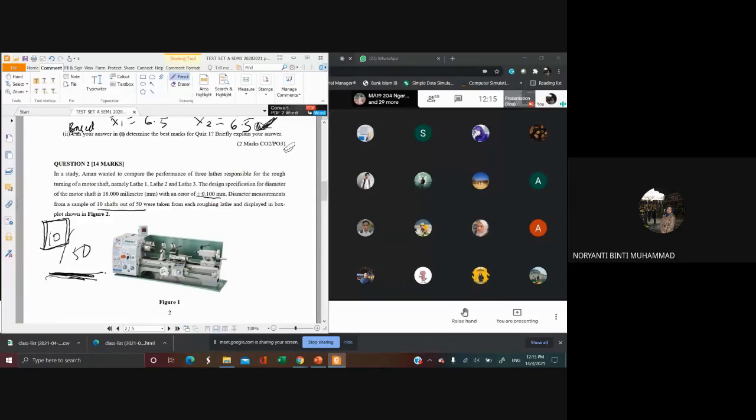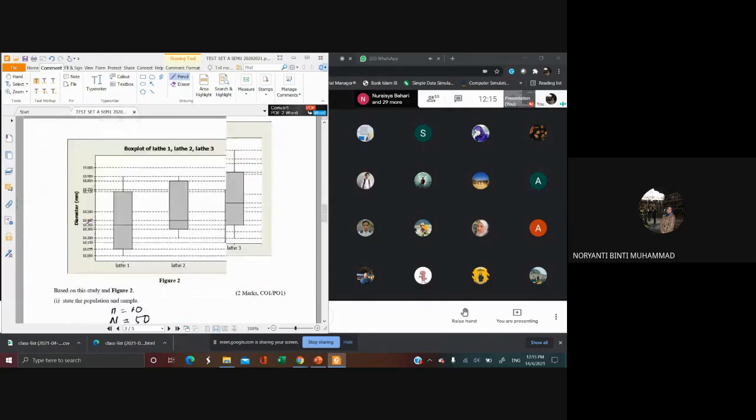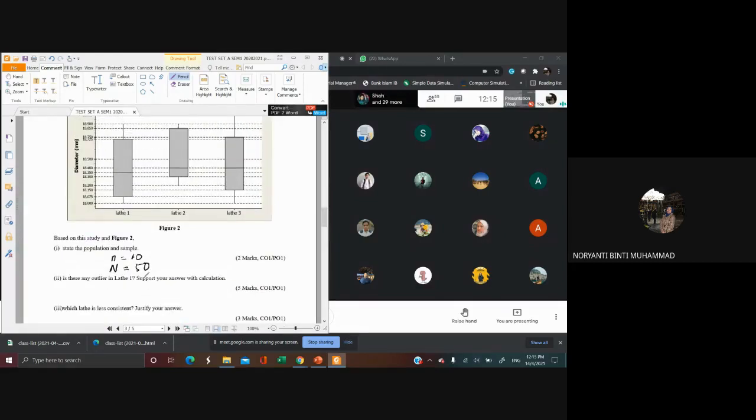But here they just mention they measure a sample of 10 shafts out of 50. This one is confusing. Sample of 10 shafts out of 50, 50 can be a sample as well, but never mind. In this case, if you look at the answer scheme, they say 10 is a sample, 50 is a population. Okay.